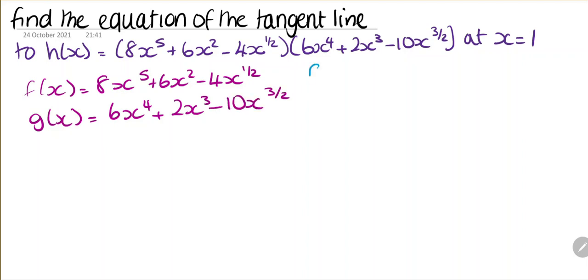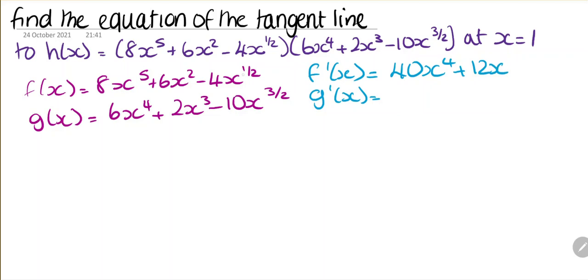Okay, so now I'm going to take the derivative. I'm going to differentiate both of these terms. The first one, 5 times 8 is 40, 5 minus 1 is 4, so that's 40x^4 plus 12x, minus half of 4, which is 2x, to the minus a half. And then our g of x, this is going to be 24x^3 plus 6x^2.